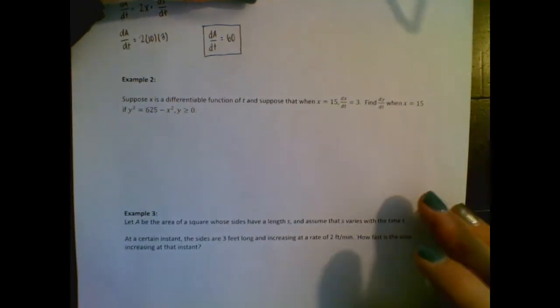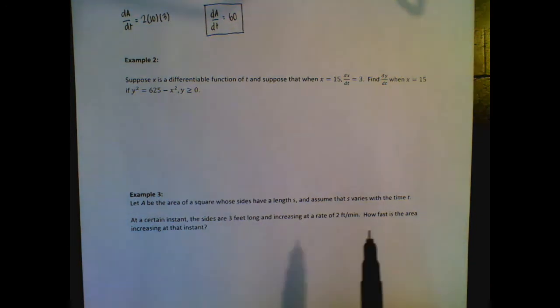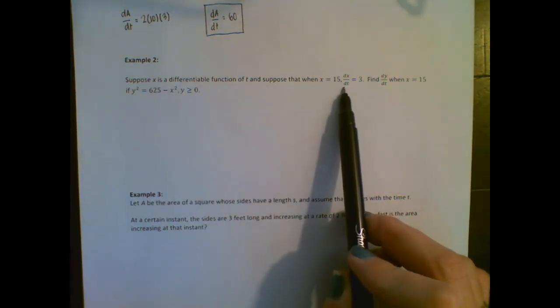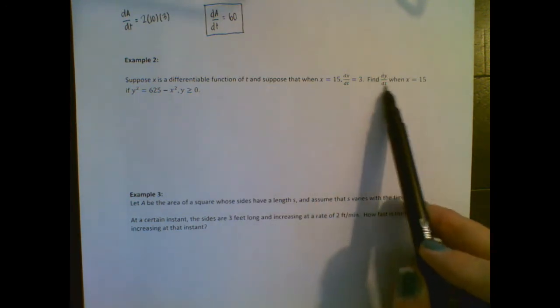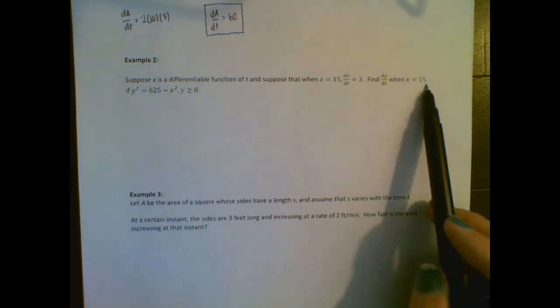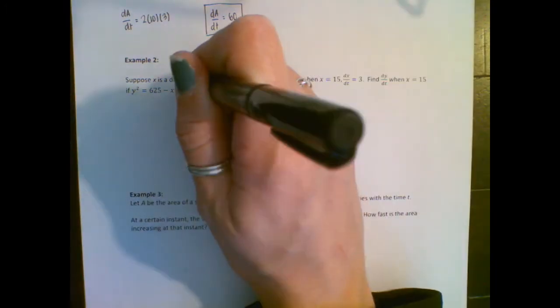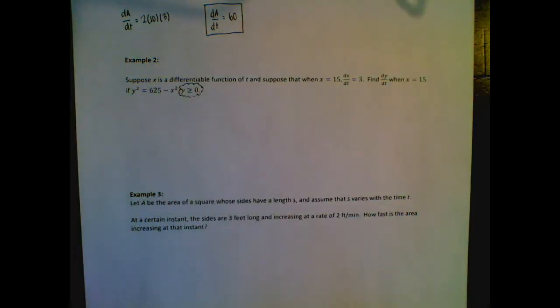So let's take a look at a similar example. Just given an equation, we want to know a certain piece of information here. So suppose x is a differentiable function of t, and suppose that when x is equal to 15, the derivative of x with respect to time is 3. We want to know what dy dt is here. So this is what we're going to solve for when x is equal to 15, and we're given this equation, y squared equals 625 minus x squared. And a key thing here, which we'll use in one part of the problem, is that y has to be greater than or equal to 0.